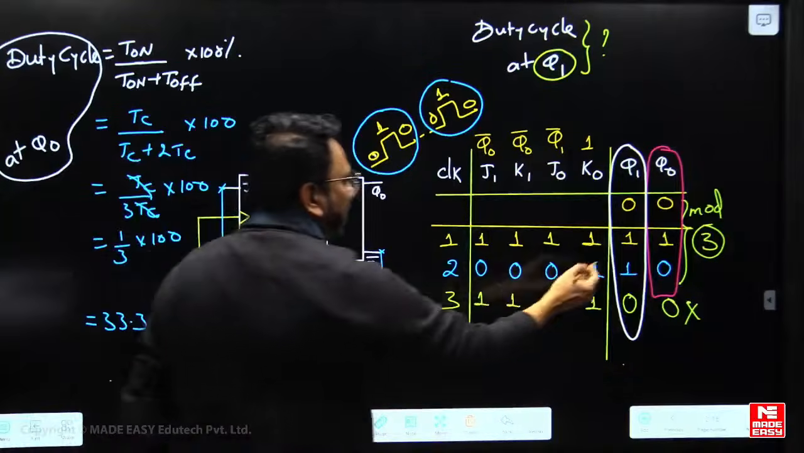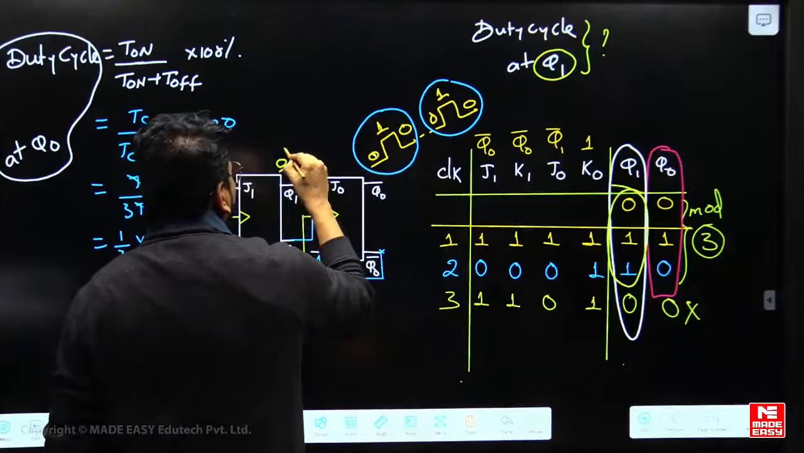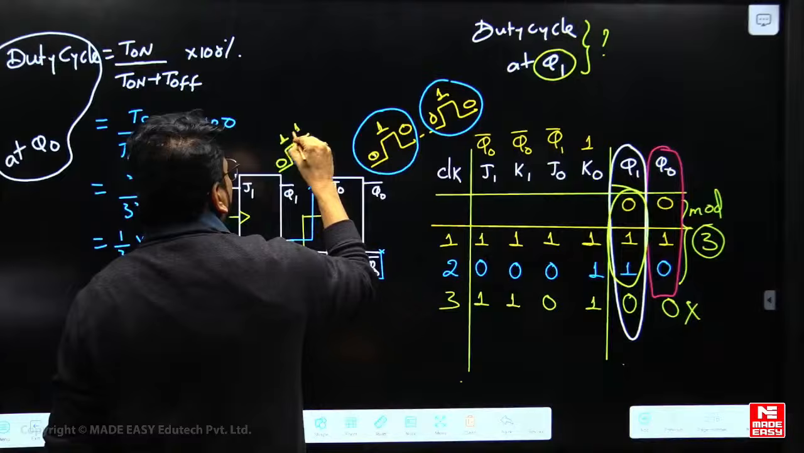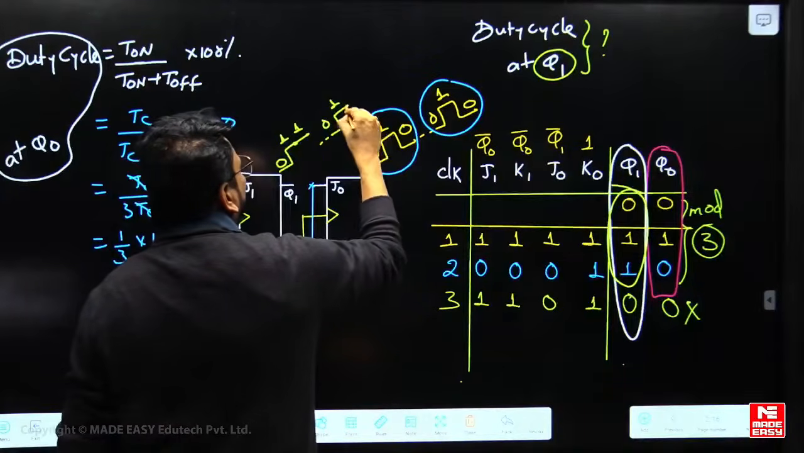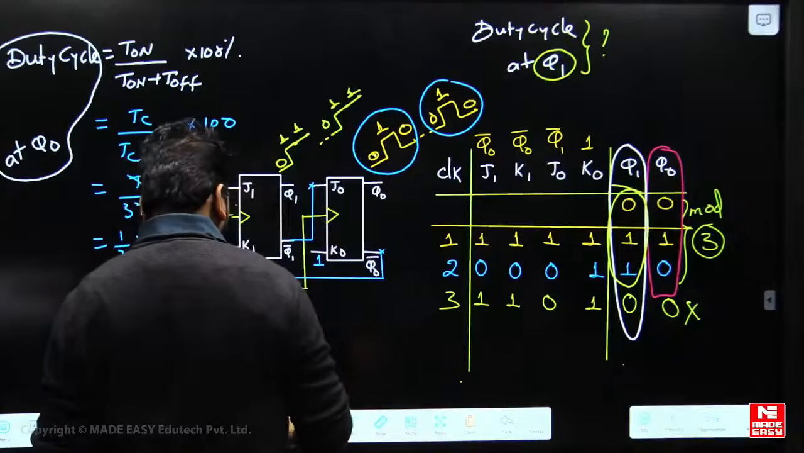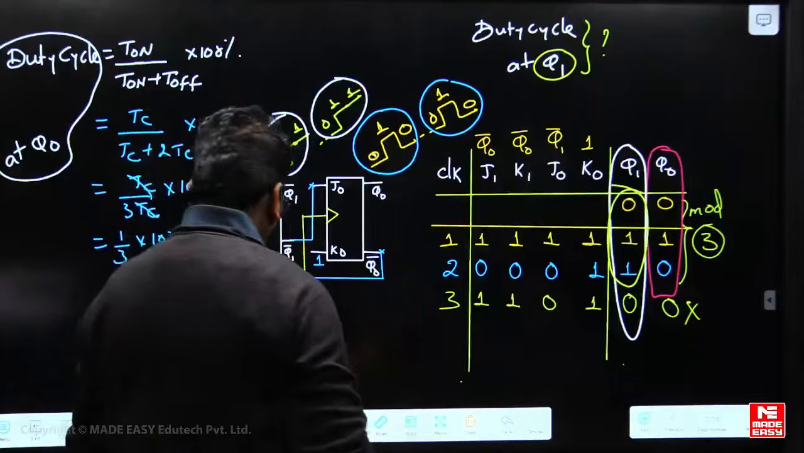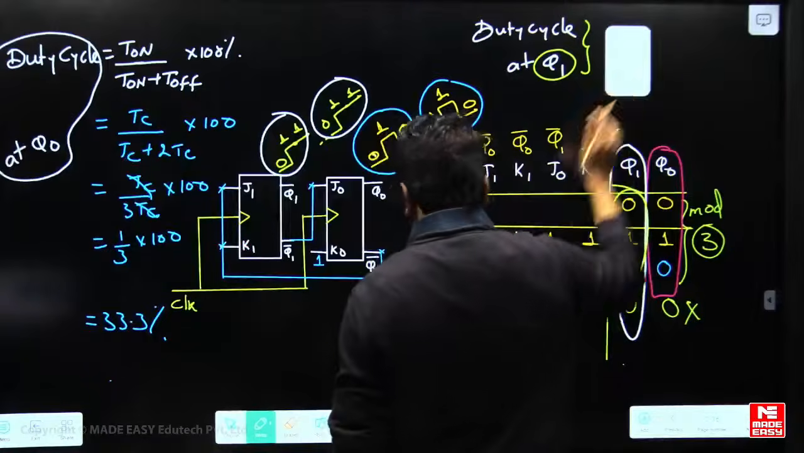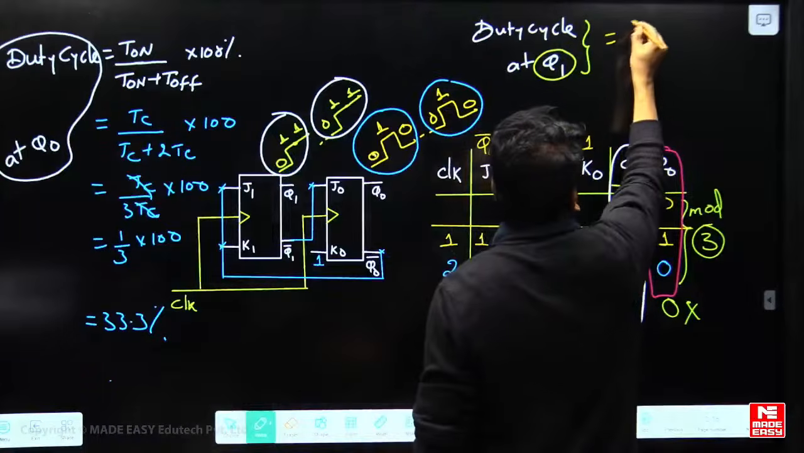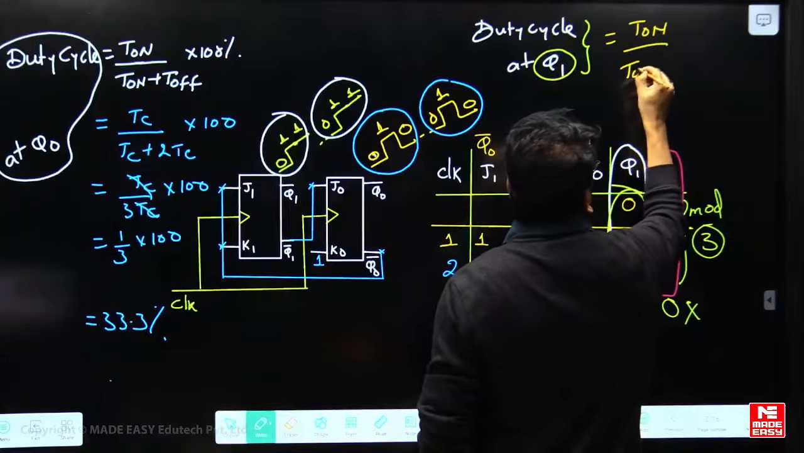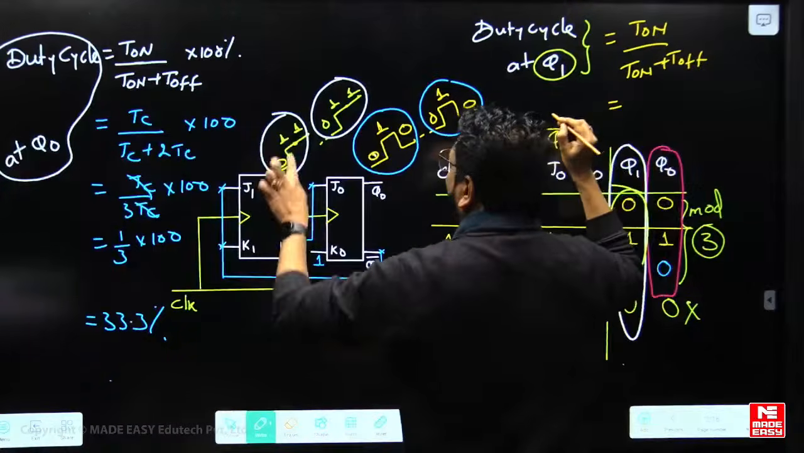The waveform here is 0, 1, 1. Again 0, 1, 1, 0, 1, 1 like that we got it. So then how can we calculate this? That is T on by T on plus T off. On how many times? 2.